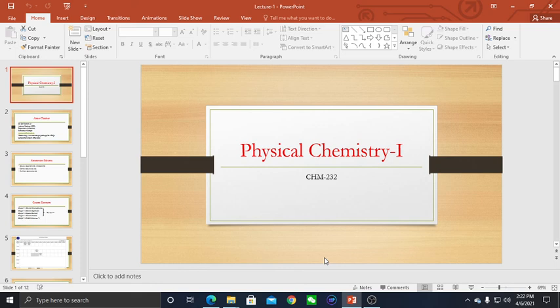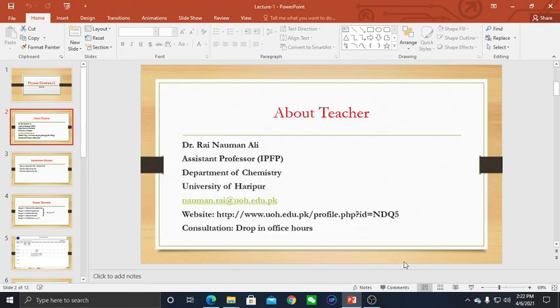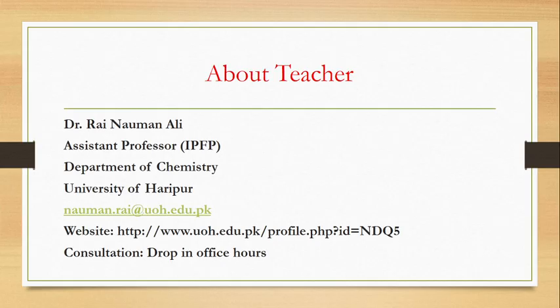First of all, I want to introduce myself. My name is Dr. Rai Nomanali. I did PhD from University of Science and Technology of China. Currently, I am serving as Assistant Professor IPFP in Department of Chemistry, University of Haripur. This is my official email ID and official website. If you have any query about the topic, you can directly email me or you can consult me in office hours in my office.